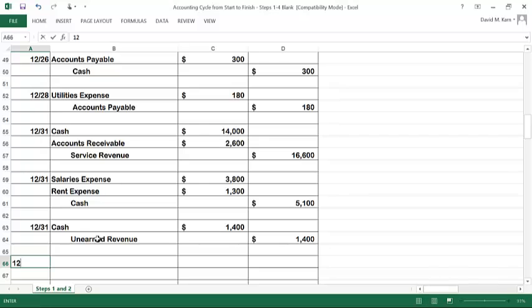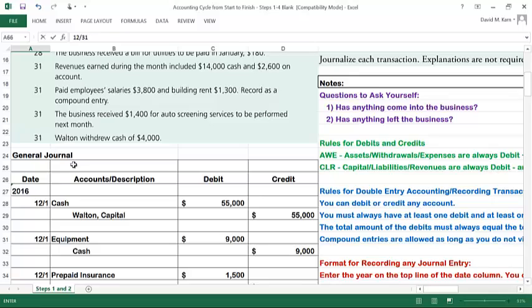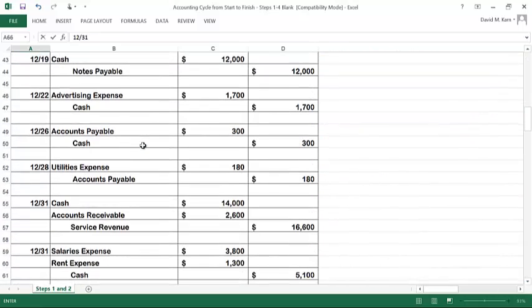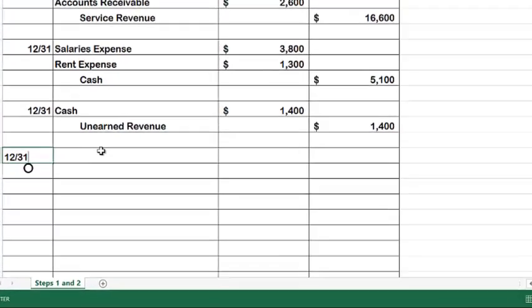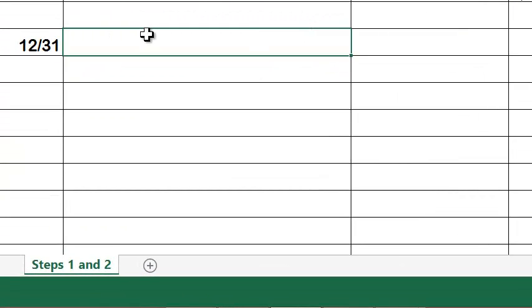All right, we made it to the last one here on the 31st of December. It tells us here that Walton withdrew cash of $4,000. The owner of the business has a right to do that. Obviously, there needs to be $4,000 of cash in the business before they can take that out. So obviously, there was. So in this case, when we think of what accounts we're going to use, we know cash is exiting the business. We know cash will be a credit. But what will be our debit?